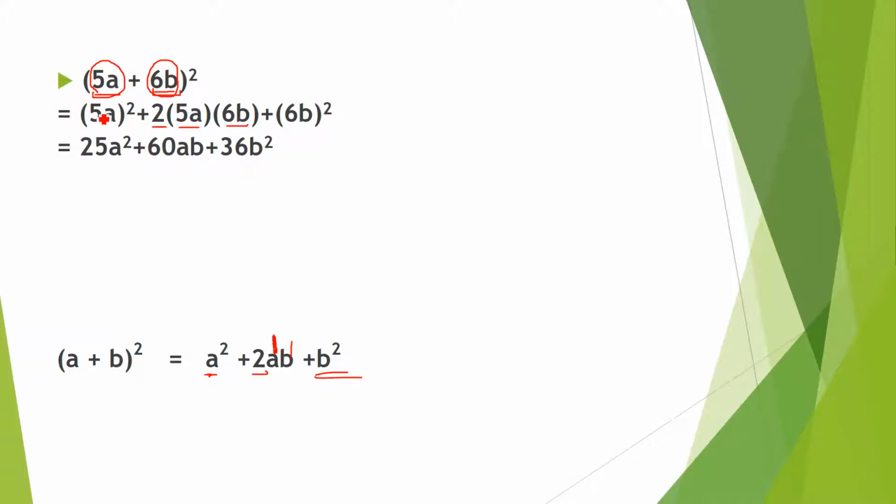Here it does not mean that 5 2 times is 10 and you will write down 10a square, it will be wrong. Whole square means you have 5a 2 times, like this: 5a multiplied by 5a. So 5 times 5 is 25, and since we are doing the multiplication, you have to add the exponent, so a square. Plus 2 times 5 times 6, 10 times 6 is 60, and a and b, so 60ab.